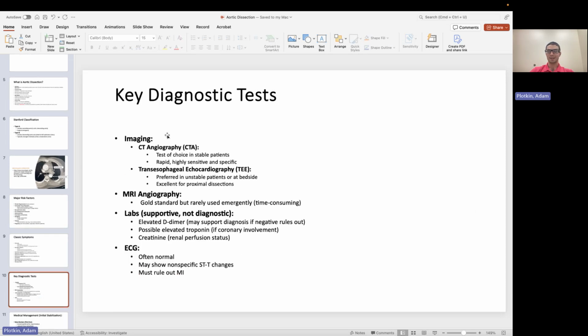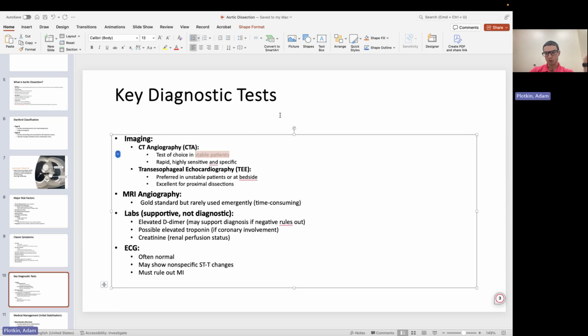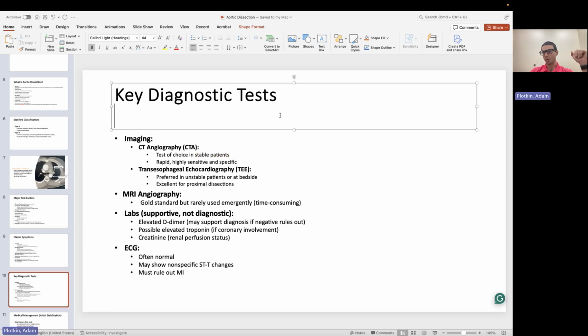So what are my key diagnostic tests? This is classic for step 2. If the patient is stable, so let's say their blood pressure is 130 over 90, perfectly stable, and we suspect aortic dissection, we run them through a CT angiogram. Again, that's going to help us really see the vessels. It's rapid, it's highly sensitive and specific.